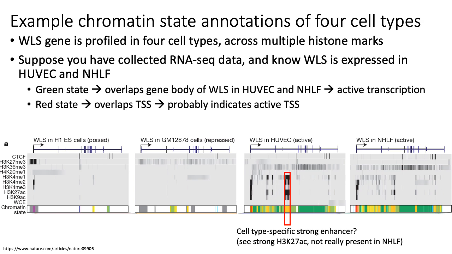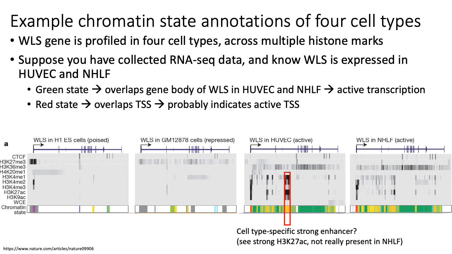And so the other thing that you can also see is that near the transcription start site of the WLS gene in HUVEC and NHLF, you can see a little red chromatin state that basically overlaps right where the TSS starts. And so because you know that the WLS gene is being transcribed in those right two cell types but not the left two, you can further infer that the chromatin state represented by those red boxes probably suggests that those are active TSS marks, for example.